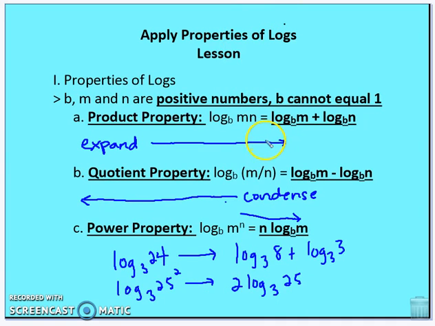All right, so we're talking about expanding and condensing again. Expanding means to separate the values from the product to its factors, from the quotient to dividend and divisor. Condensing means to combine the values. And in the power property, expanding means to take the power and apply it to the front, and condensing means to reapply it to the power of this value.